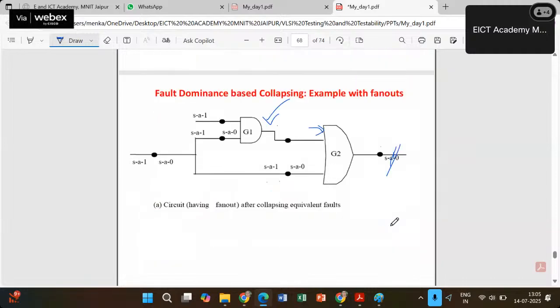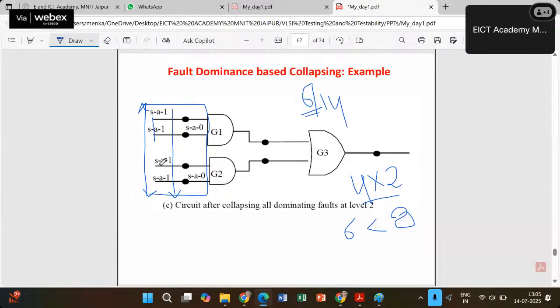Likewise, in the previous case, there are 4 inputs and no fan out. So 4 inputs into 2 types of stuck faults, total 8. The maximum number of faults available can be 8 in this particular case. So this is the checkpoint theorem.